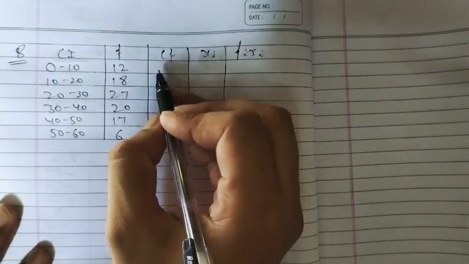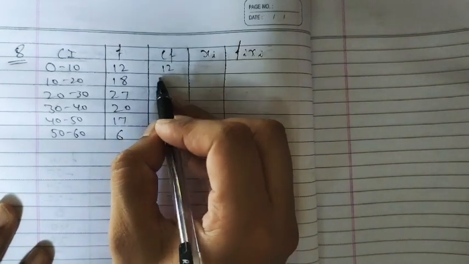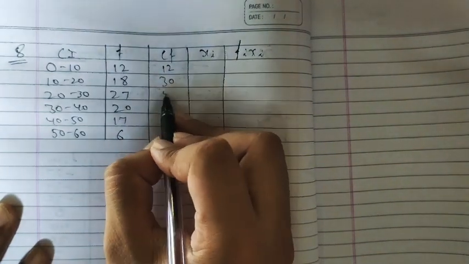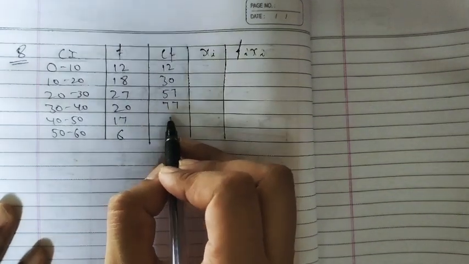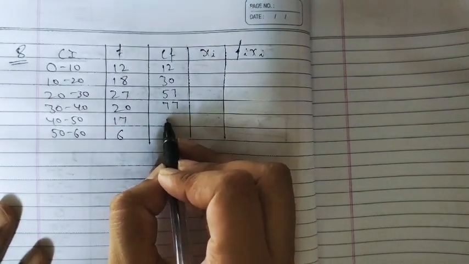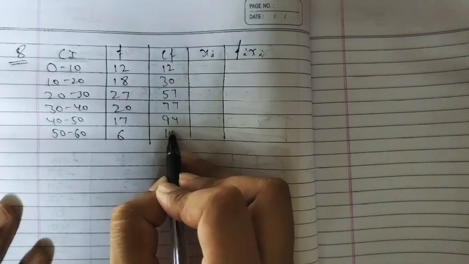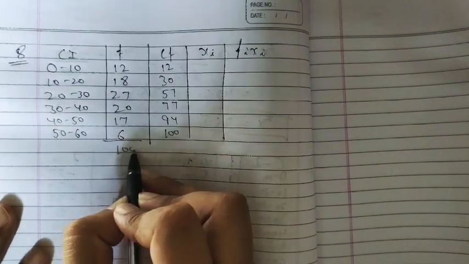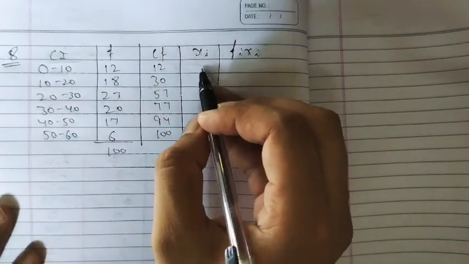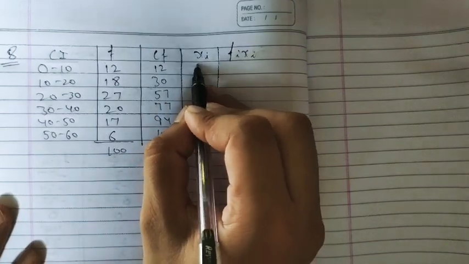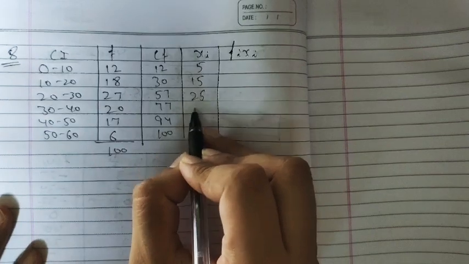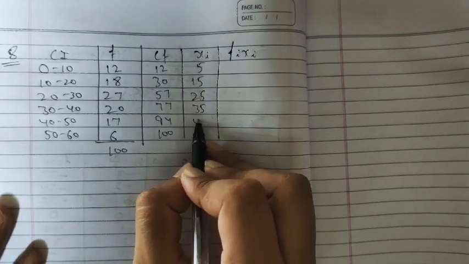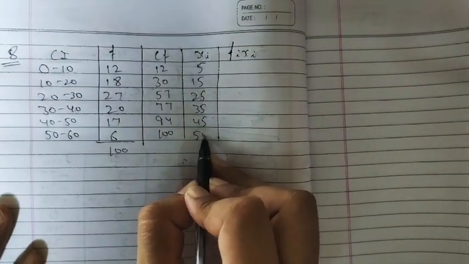So 12 plus 18 is 30, 30 plus 27 is 57, 57 plus 20 is 77, 77 plus 7 is 84, and 10 makes 94. The total of it should be 100. And xi: 0 plus 10 divided by 2 is 5, then 15, then 25, then 35, then 45, then 55, right?